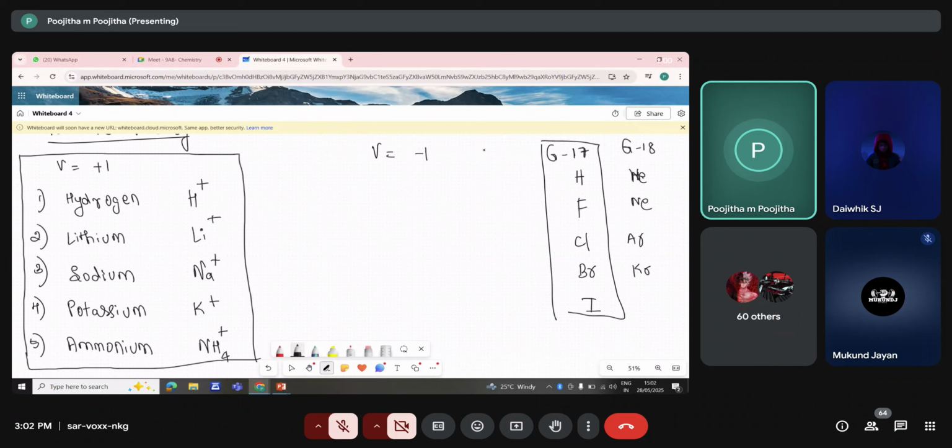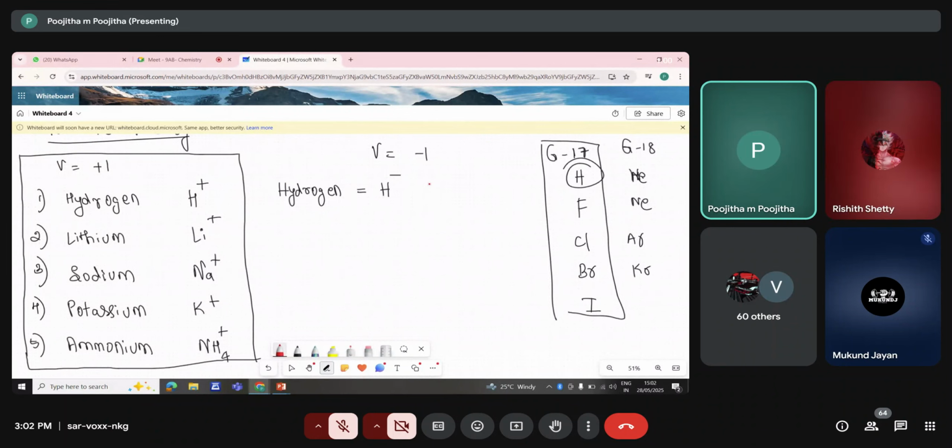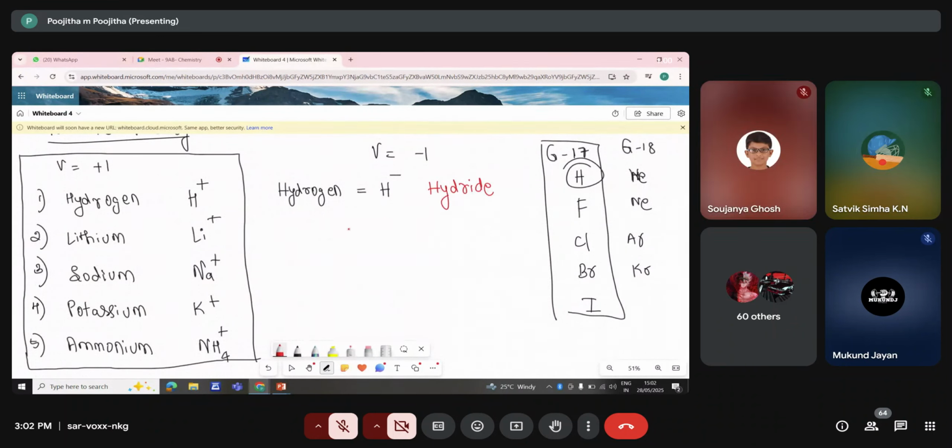If you see in group 1, period 1, there was hydrogen here also. So valency -1, hydrogen. The ion is H minus. What is the name of the ion? Yesterday's class I've taught you. H minus ion is called hydride. Non-metallic names should end with IDE.